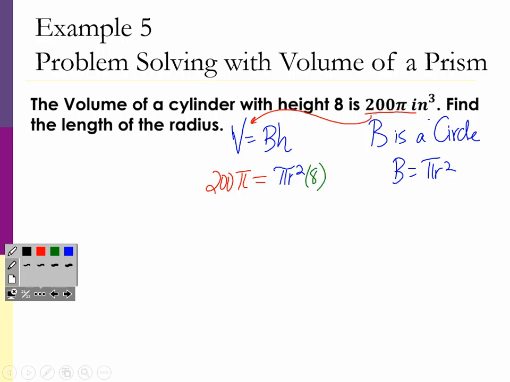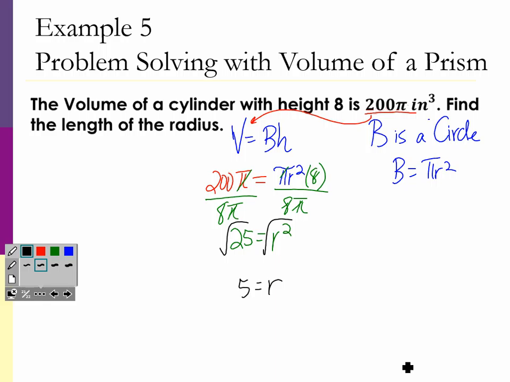So we're going to solve for radius squared. To do that, I'm going to have to divide both sides by 8 pi, so I can get that radius squared by itself. Well, 200 divided by 8 will give me 25. And then when I take the square root, I'll find out that my radius is 5, which is what they want us to find.